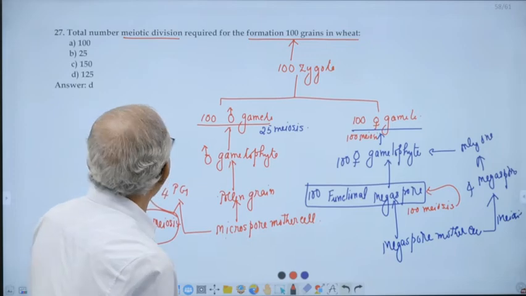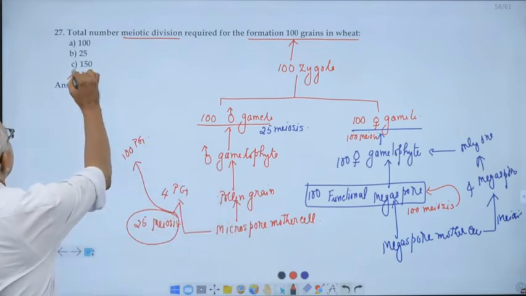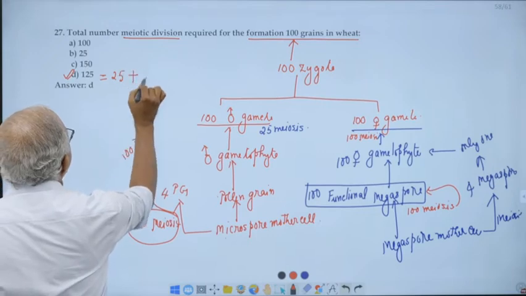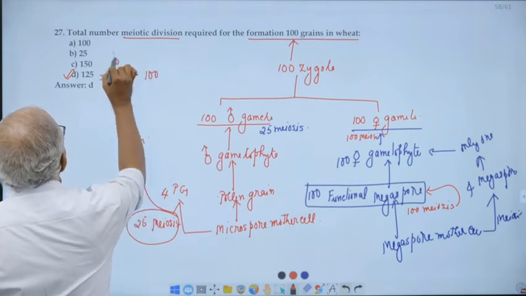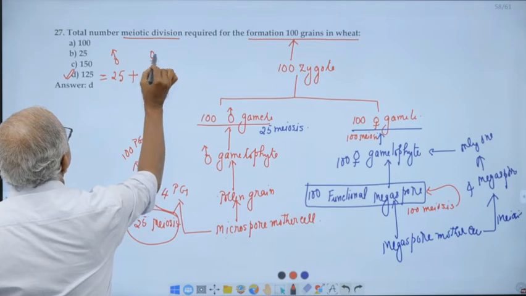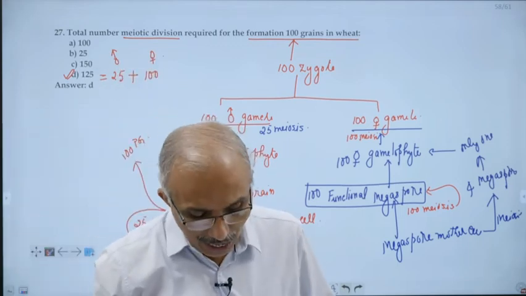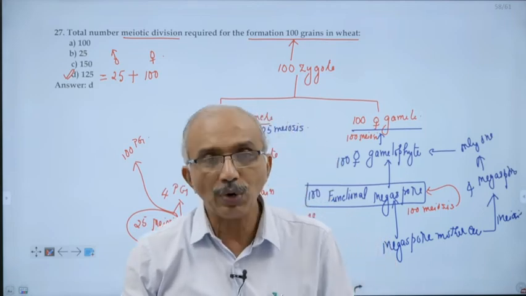So the total number of meioses is 25 from the male side and 100 from the female side. So the total number of meioses required is 125.